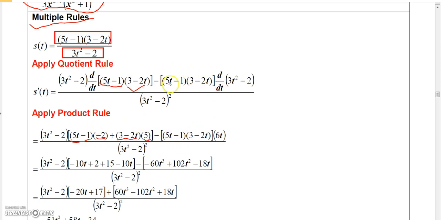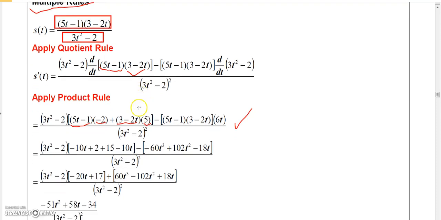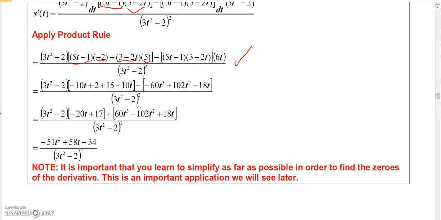Now the second portion of the quotient rule wasn't too difficult because the derivative of 3t squared minus 2 is pretty easy. It's just 6t. Alright, so that's where we're at now. Now the rest of this is just algebra. So I don't want to spend a lot of time belaboring this, but let me just tell you this. If you distribute the negative 2 here and distribute the 5 here, all of this becomes minus 10t plus 2 plus 15 minus 10t, which is actually minus 20t plus 17.